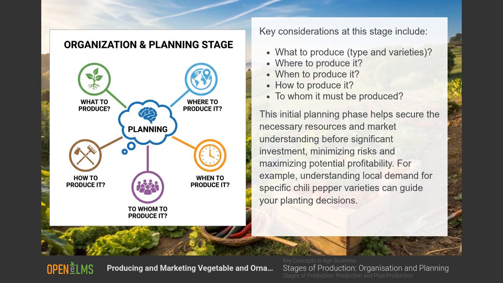Key considerations at this stage include what to produce, type and varieties, where to produce it, when to produce it, how to produce it, and to whom it must be sold. This initial planning phase helps secure the necessary resources and market understanding before significant investment, minimizing risks and maximizing potential profitability. For example, understanding local demand for specific chili pepper varieties can guide your planting decisions.